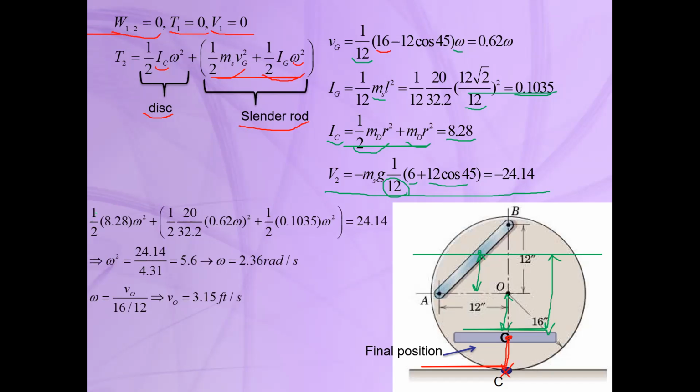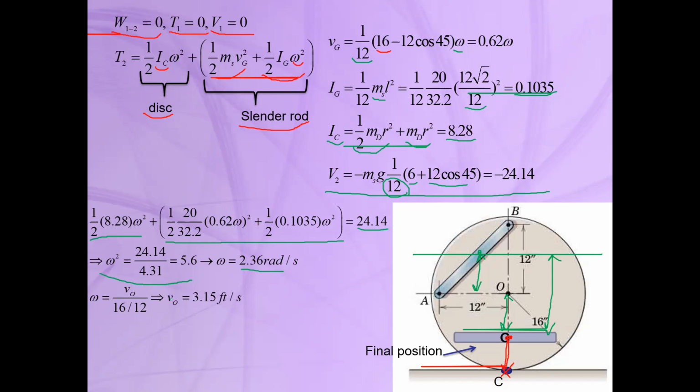And now we can substitute into the work and energy equation. So we will have half times IC omega squared. This term is the kinetic energy due to the slender rod, and it must be equal to the final position potential energy. From this equation, you can easily obtain the angular velocity, which is 2.36 radian per second.